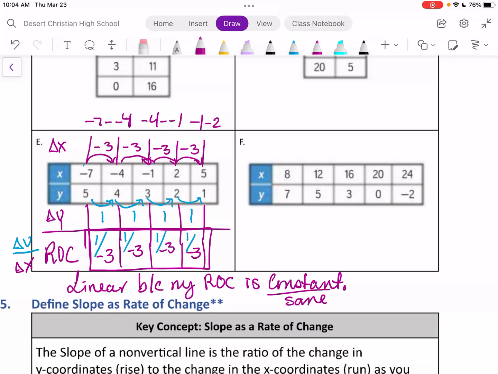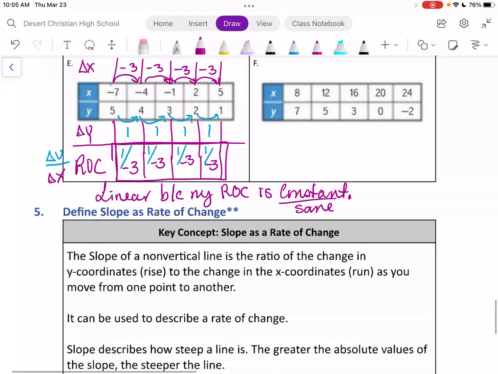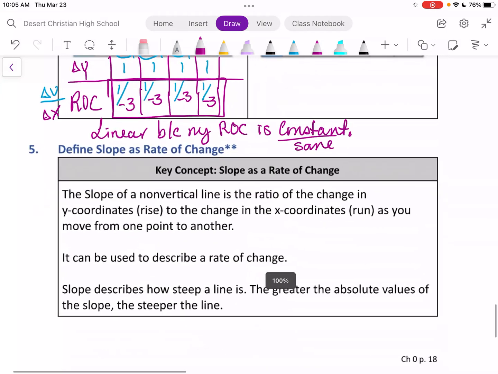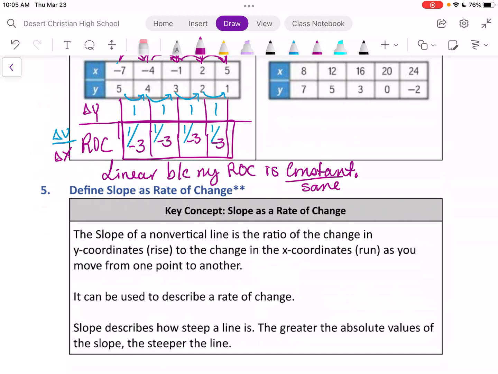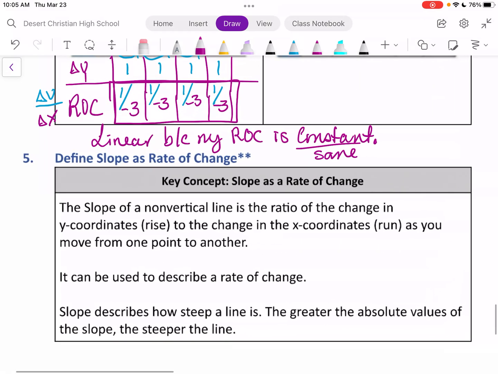Okay, so that is how you'll work your IXL skill. And then we have, real quick, defining slope as a rate of change. So this is just a concept. You're going to have some practice questions on it on quizzes or formatives, and it's just on some key concepts here. Okay, so we have: the slope of a non-vertical line is the ratio of the change in the y coordinates (rise) to the change in the x coordinates (run) as you move from one point to another. That's a lot of words, so let's break it down.